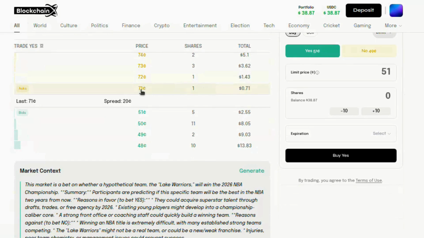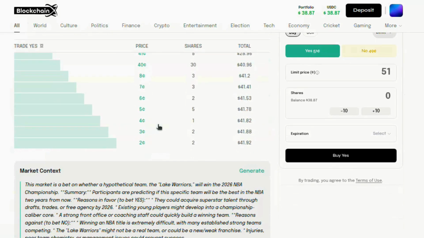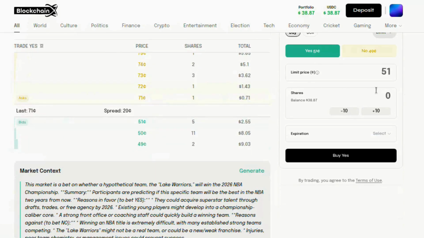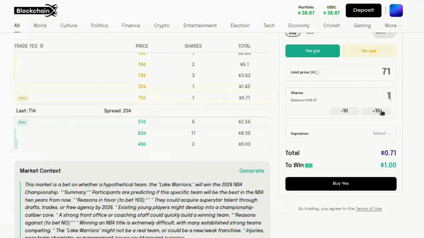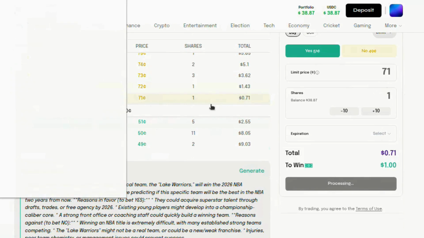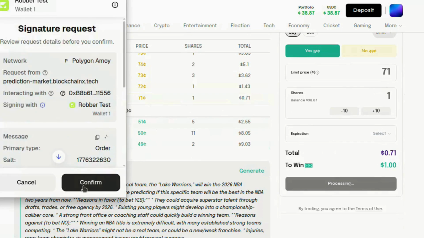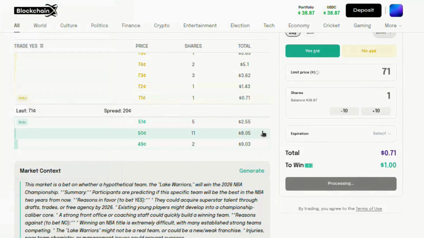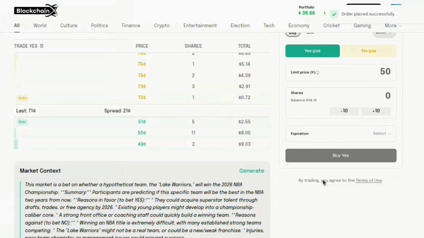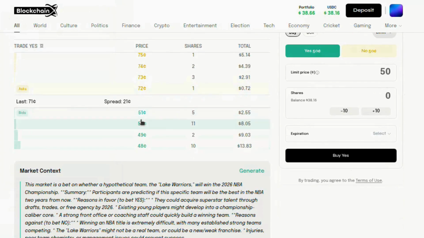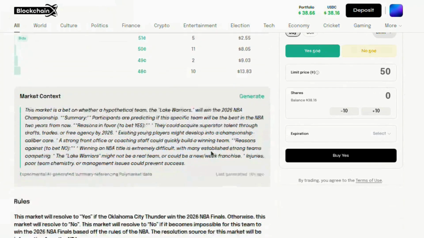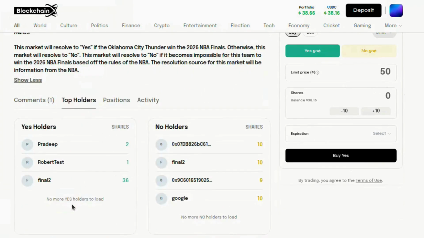There is already a Yes sell order at 71 cents. When the user places a buy order at this price, it matches and the trade is executed. After the trade is executed, the user becomes a holder and is listed in the top holders section.